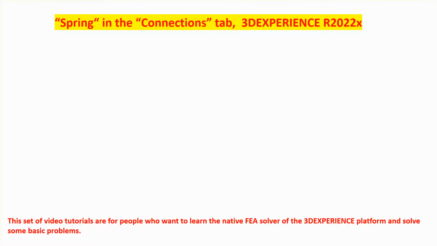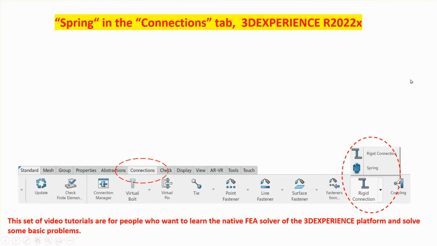In this video tutorial, I would like to discuss the spring icon, which you can get in the Connections tab of the 3D Experience Release 2022x. The Connections tab appears in the modeling module, and you can see down here, here's the Connections tab. These are the options that you have, and here is rigid connection and spring.